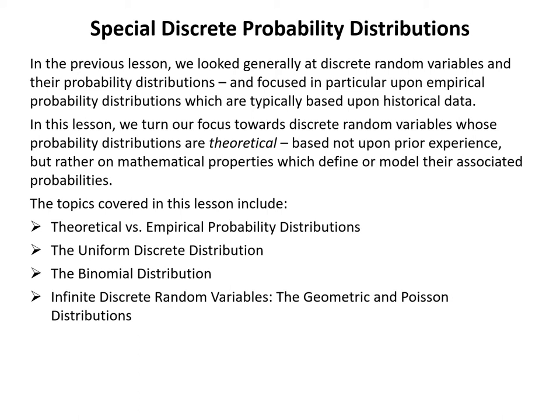In the previous lesson, we looked generally at discrete random variables and their probability distributions. And we focused in particular upon empirical probability distributions, which are typically based upon historical data. In this lesson, we turn our focus towards discrete random variables whose probability distributions are theoretical, based not upon prior experience, but rather on mathematical properties which define or model their associated probabilities. The topics covered in this lesson include theoretical versus empirical probability distributions, the uniform discrete distribution, the binomial distribution, and finally we look at infinite discrete random variables, in particular the geometric and Poisson distributions.